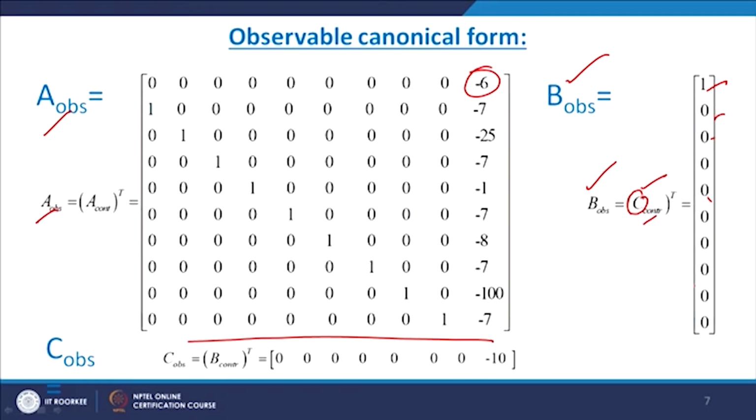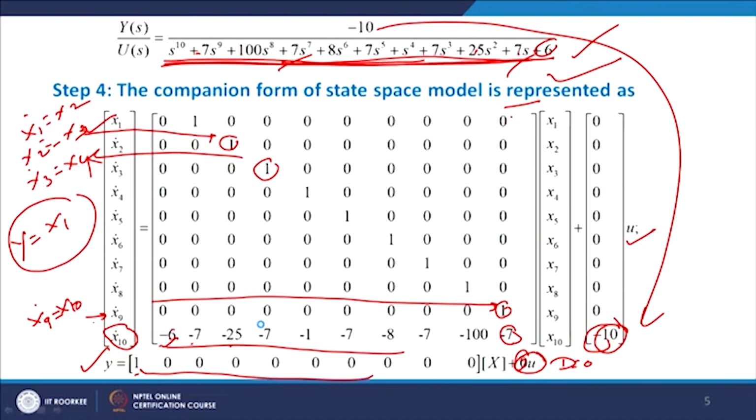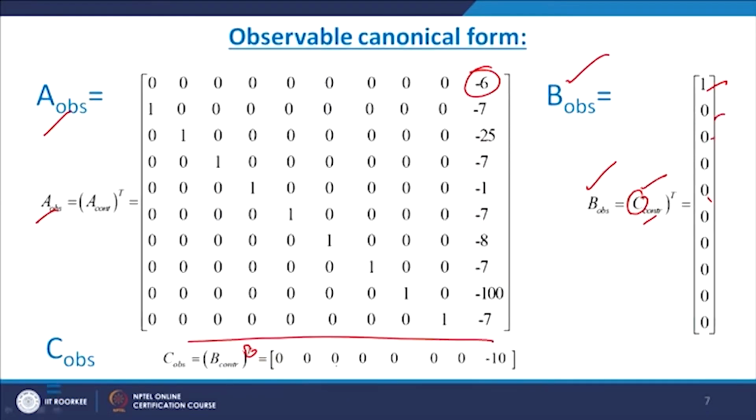Now, about the C observable matrix. The C observable matrix equals the transpose of the B controllable canonical matrix. So, what are the elements of B? B is 0 0 0 0 0 0 minus 10, and when we take the transpose, you will get 0 0 0 0 minus 10. And here D observable is equal to 0.